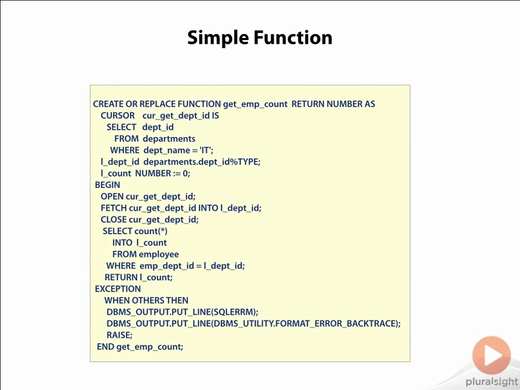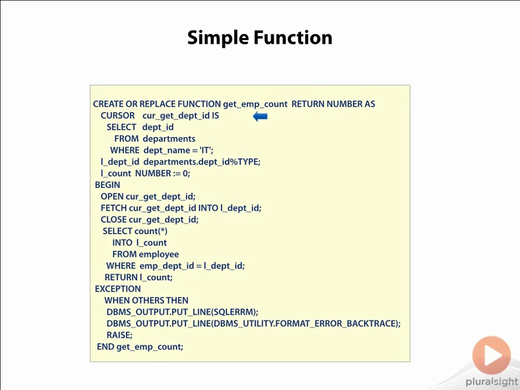Let us take a look at a simple function example. Here is a function which returns the count of employees in the IT department. We start the declaration by stating create or replace function getEmpCount. getEmpCount is the name of the function. Then we say return number, indicating that this function is supposed to return a number, followed by the as keyword.